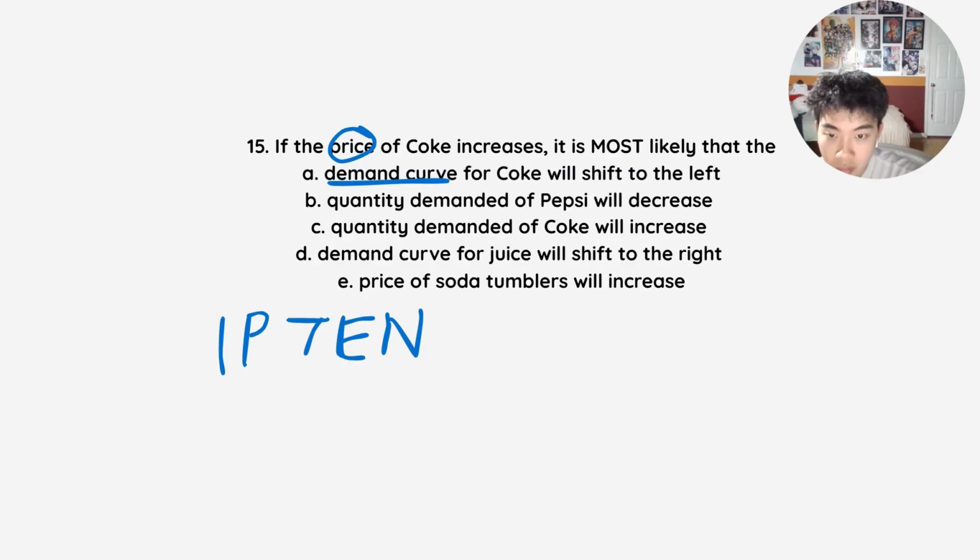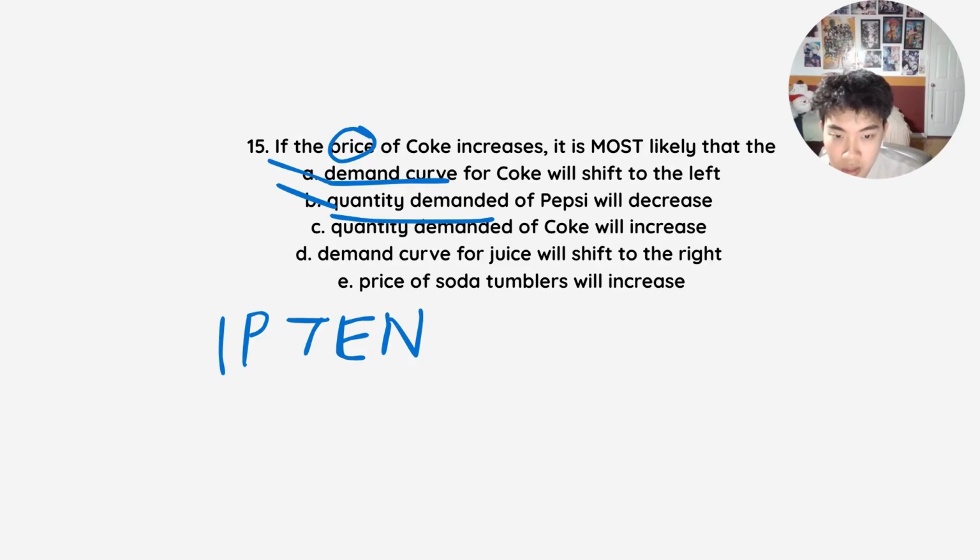So price does not affect the demand curve. It only affects quantity demanded. So we can automatically eliminate A. Let's see answer B: quantity demanded for Pepsi will decrease. Well, if the price of Coke increases, would the demand for Pepsi decrease? Actually, it would increase, because if Coke increases, the next best alternative to Coke would be Pepsi. The demand for Pepsi would not decrease because the price of Pepsi never increased. So that doesn't make sense.